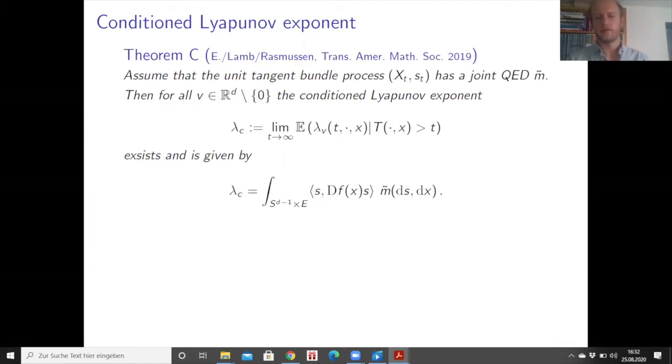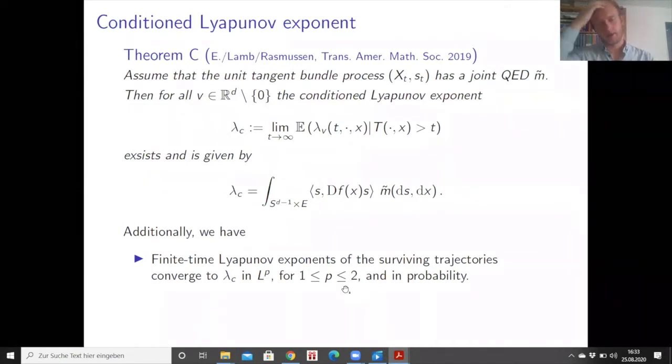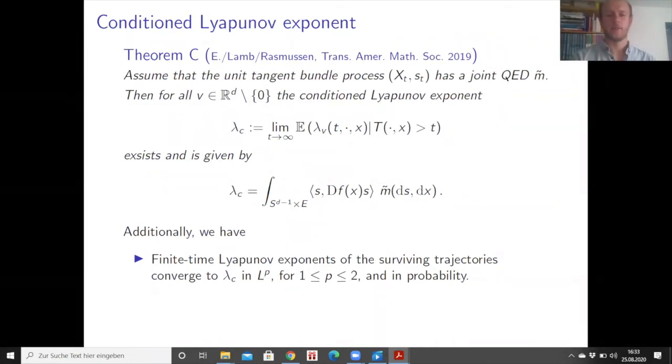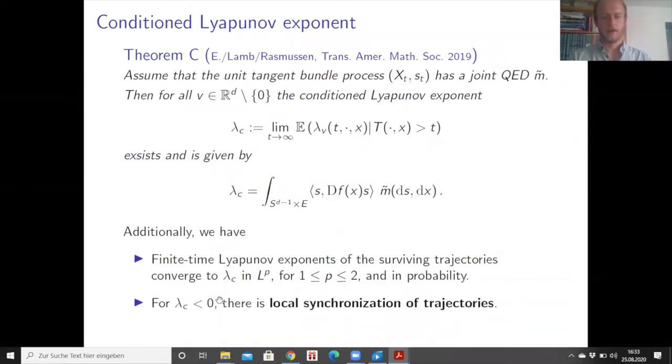But really note that this is a joint quasi-ergodic distribution, so this is not very easy. You really need to take into account the original process and the one on the tangent space. And just a few remarks. These finite time Lyapunov exponents, these lambda v, converge to this conditioned Lyapunov exponent in L^p for p bigger or equal than 1 and smaller or equal than 2, and by that also in probability. So there's a lot of physical meaning to that. This is not just some expectation, but really a strong form of convergence in the setup.